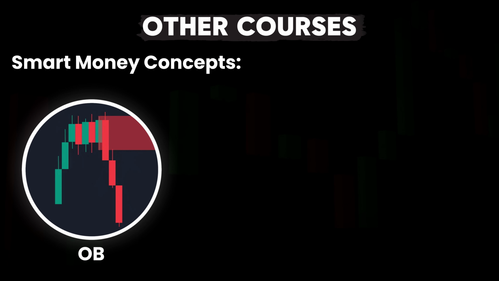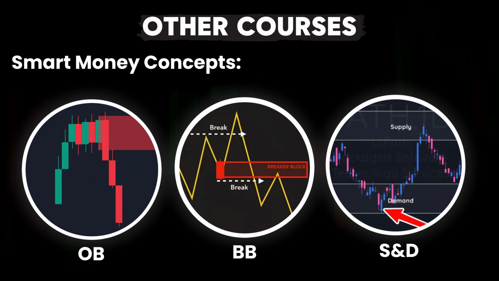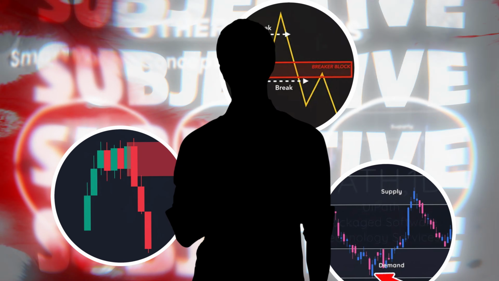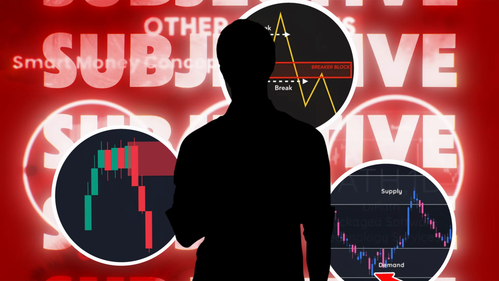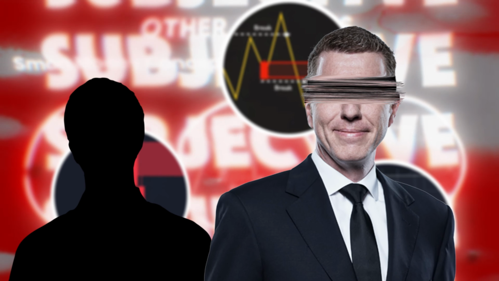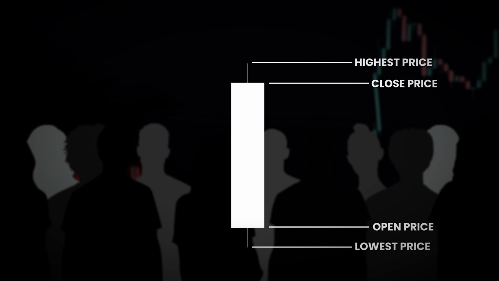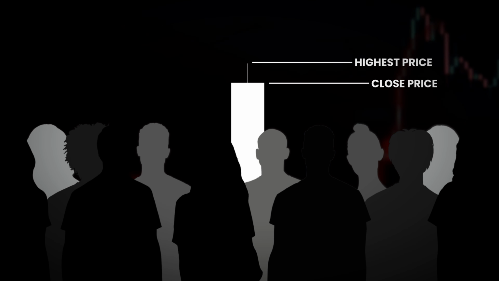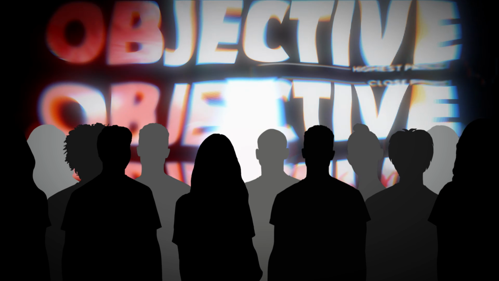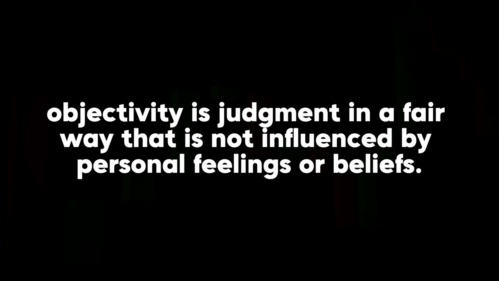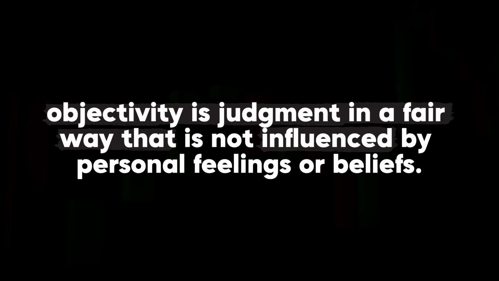This is because all concepts mentioned above are subjective. The concepts are interpreted differently by each individual, especially if they are taught by different mentors. If you were to ask 100 people what the open, high, low and close is of a certain candle, you would get the exact same result from everyone. This is what an objective concept is. Objectivity is judgment in a fair way that is not influenced by personal feelings or beliefs.